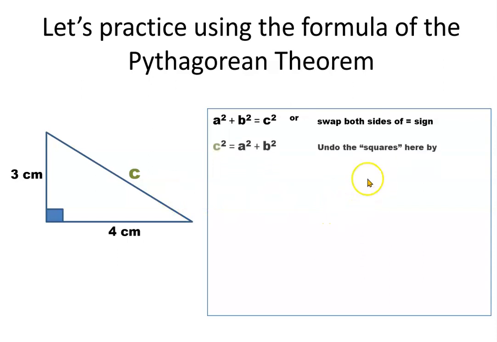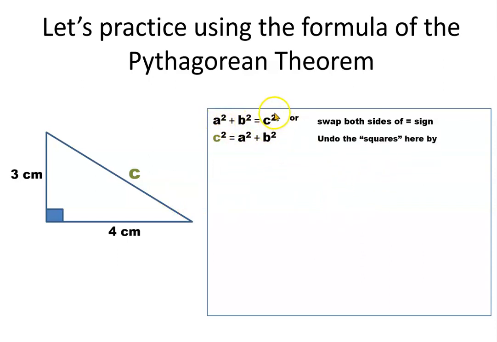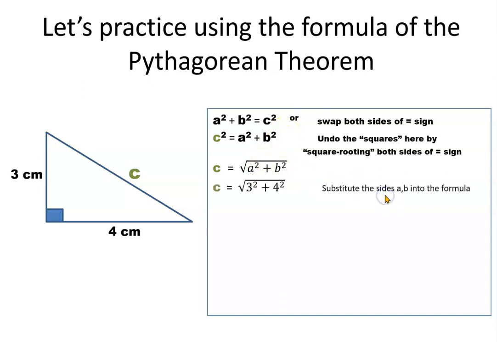Now, let's start here. We're going to swap and bring our c squared over to the left because we want to solve for it. And then we just take these and move them to the other side. They're still equal. Now we want to undo the squares, so we have just c. The opposite is to square root it. The opposite of c squared is c. Now over here, we square root the whole entire side, not just the individual terms.